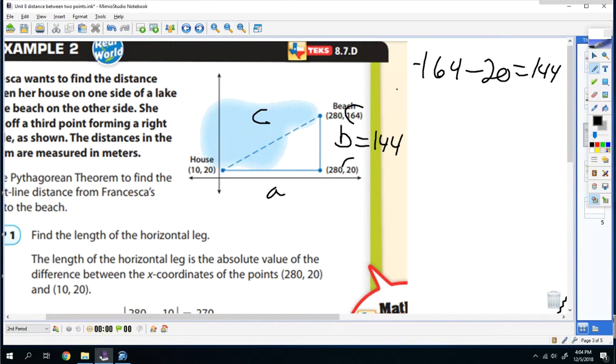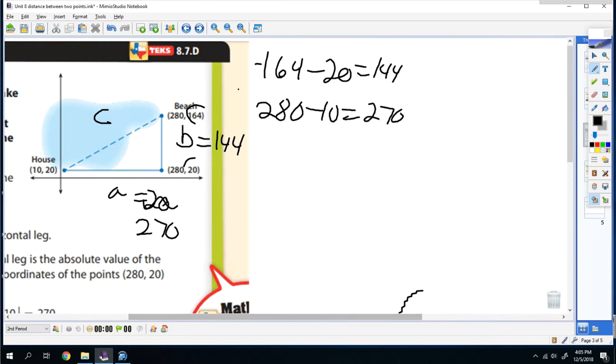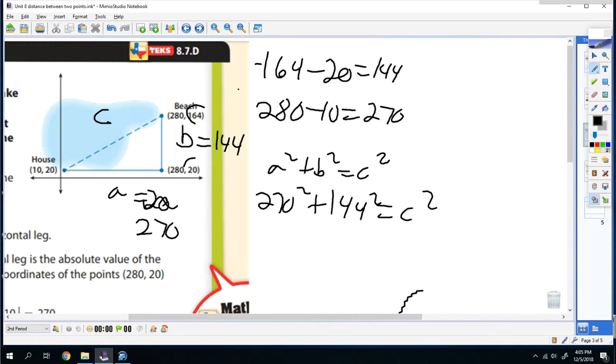And then we're going to do the same thing to A, but instead we're going to be looking at the x values, which is 280 minus 10, which equals 270. Then you plug it into the formula, which would be A squared plus B squared equals C squared. So A is 270, B is 144, equals C squared.